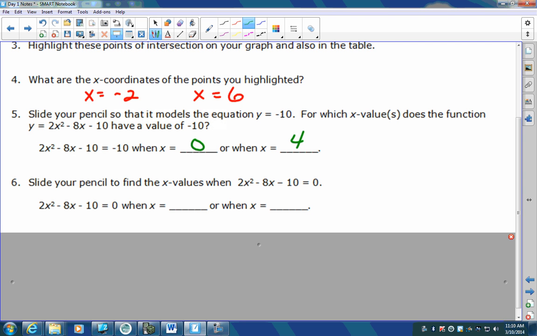Now look at this one. This one says slide your pencil to find the x values when 2x squared minus 8x minus 10 equals 0. This time it's telling us where y equals 0. So underline that equals 0. Write out to the side y equals 0.